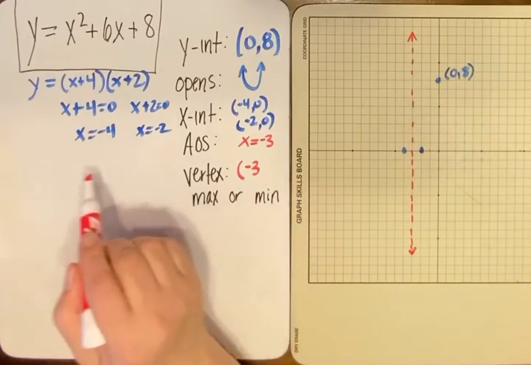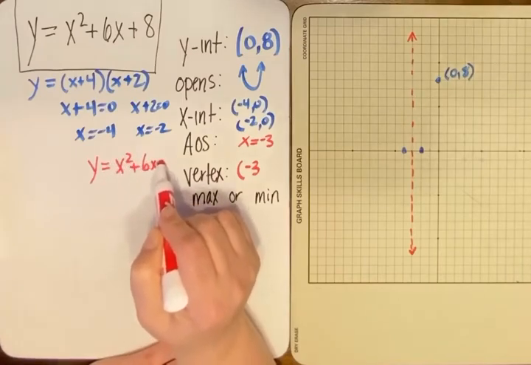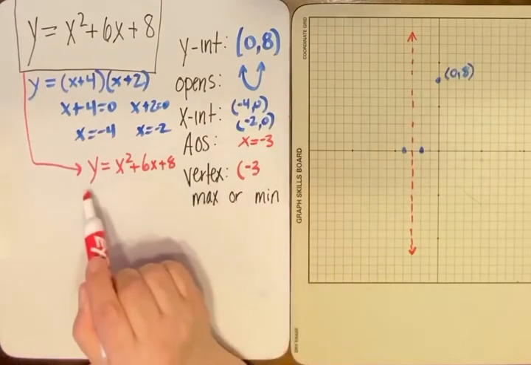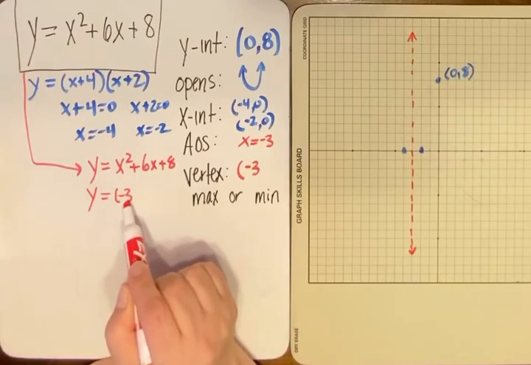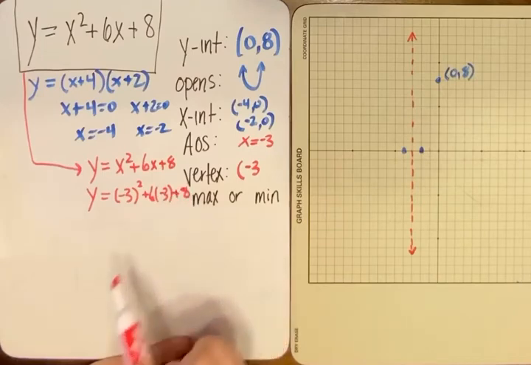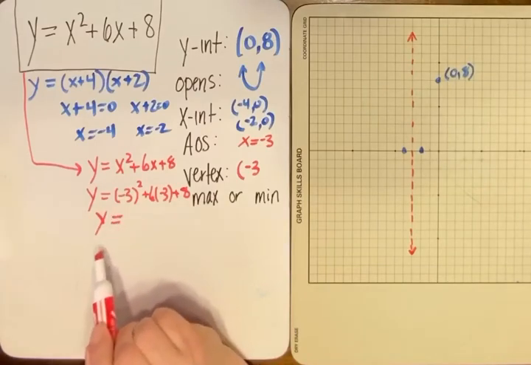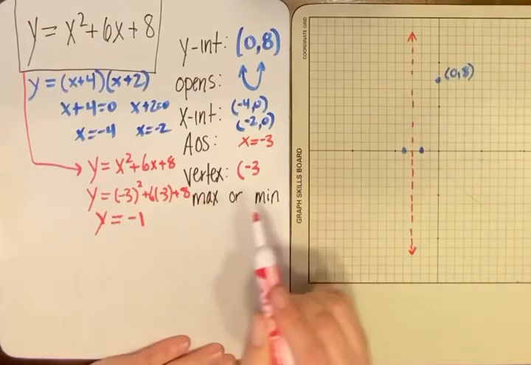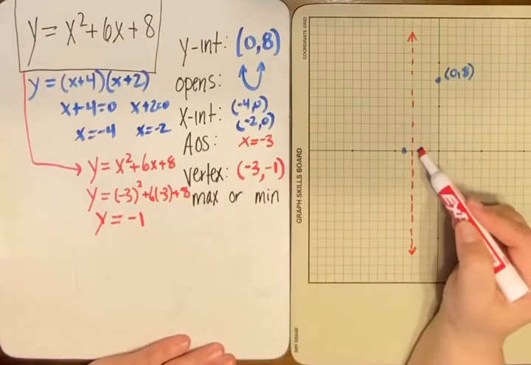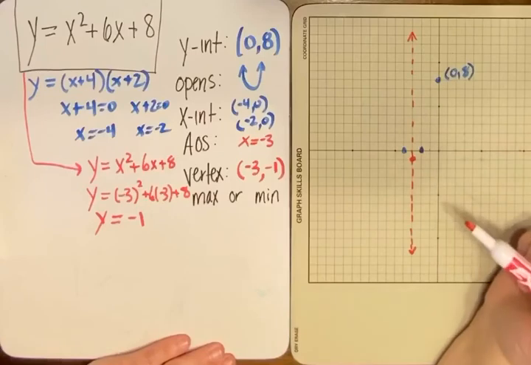And we can use what we know from our equation that was given to us. We're going to take that x value of -3 and substitute it in for x, and then we're going to be able to just do order of operations, find out that our y value is -1. And so we now know the y coordinate of the vertex, and that's going to be at (-3, -1). And so now we have the vertex.